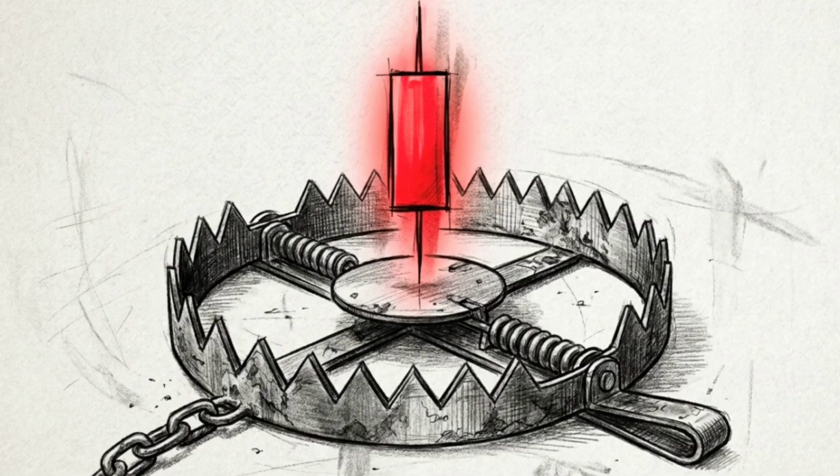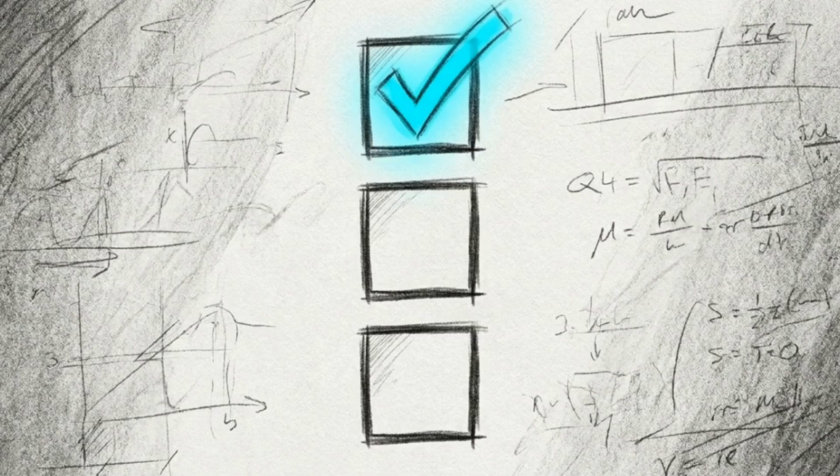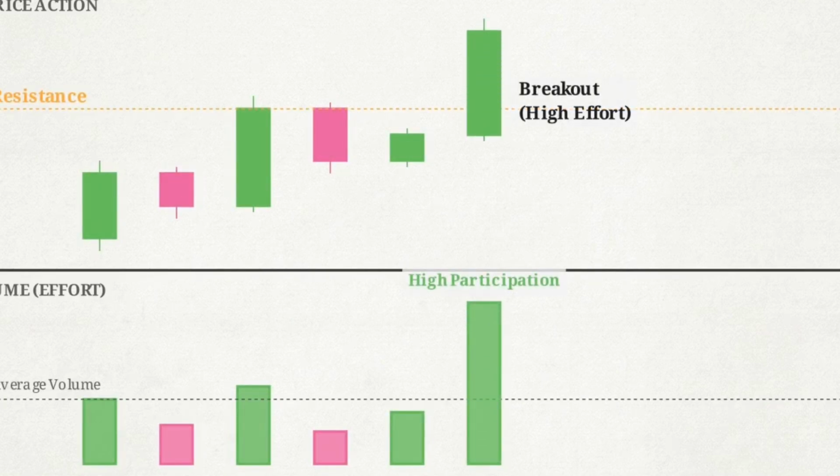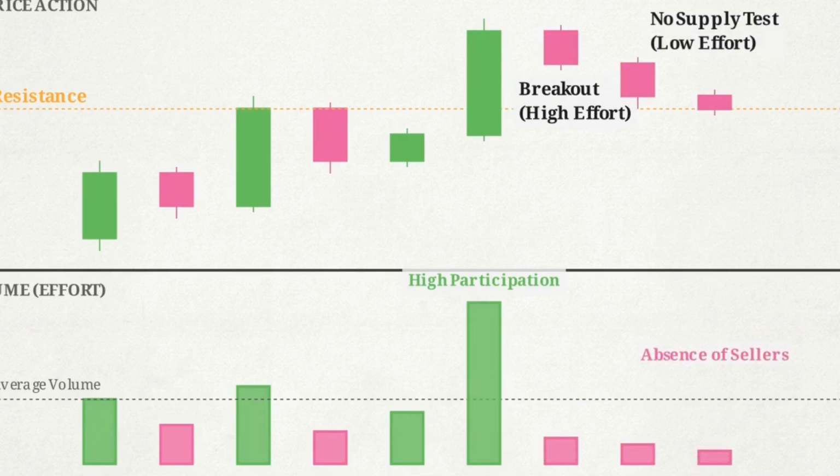To trade breakouts safely and avoid absorption traps, you can use a 3-step checklist to filter your entries. First, check the overall trend. Second, verify effort. A genuine breakout requires a large candle breaking resistance matched by high volume confirming participation. Third is the no supply test. The price pulls back on extremely low volume, proving no selling pressure remains.